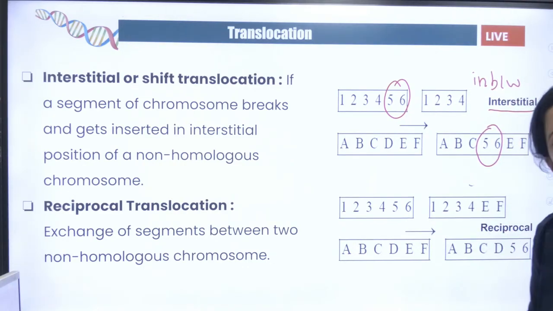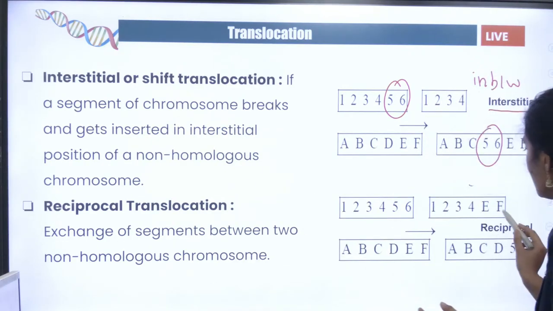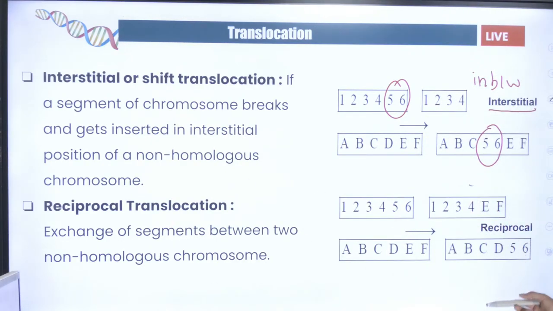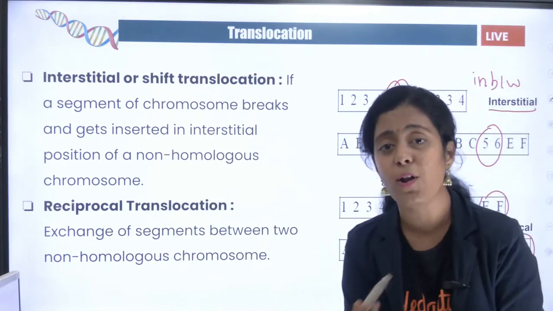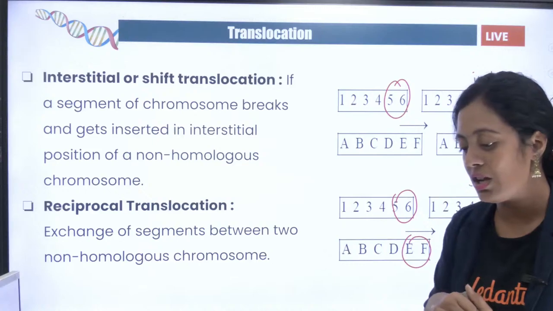Okay, now what is reciprocal? I give you, you give me. So there is an exchange between two proper things. So here what happens? This EF goes here, and the 5-6 comes here. It is an exchange of segments between two non-homologous chromosomes. Okay, that's a type of reciprocal translocation.